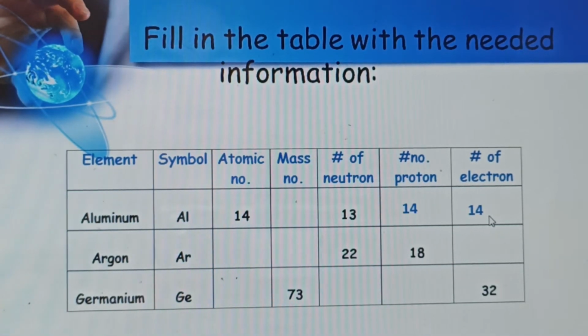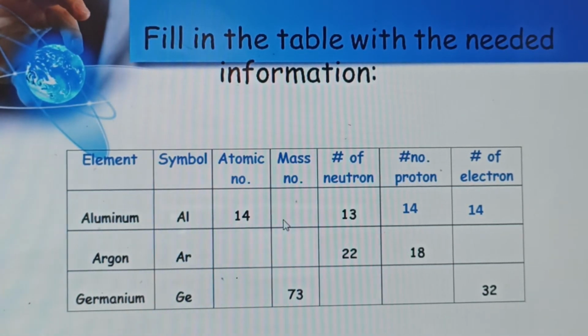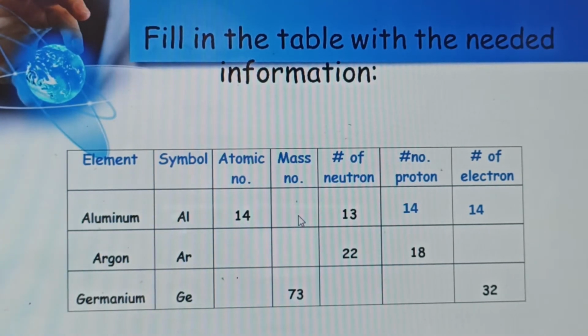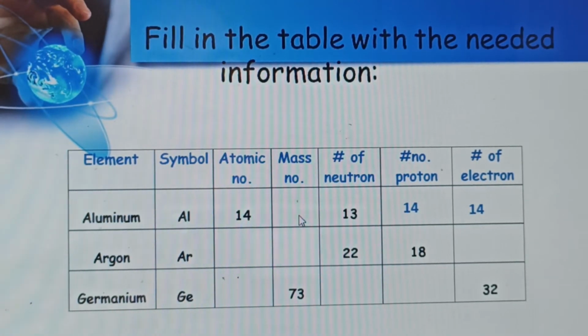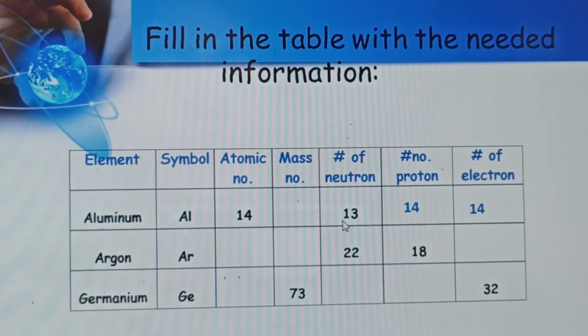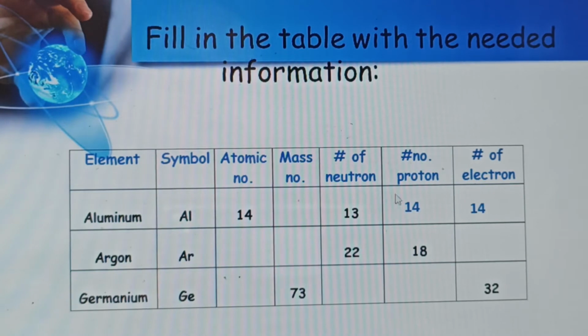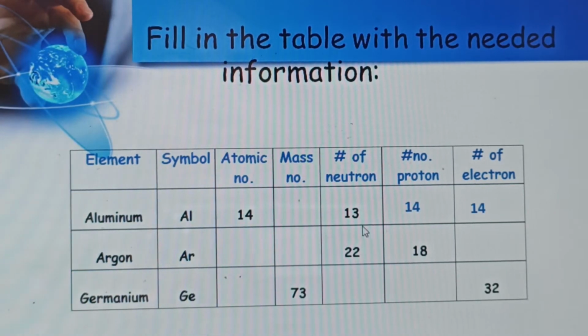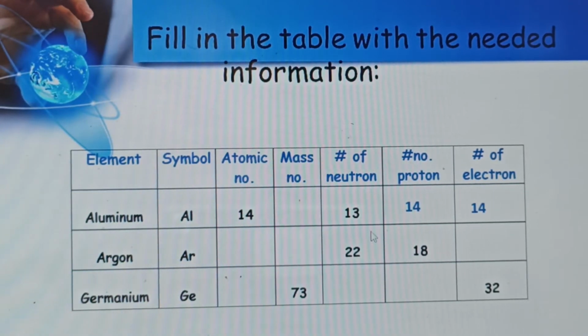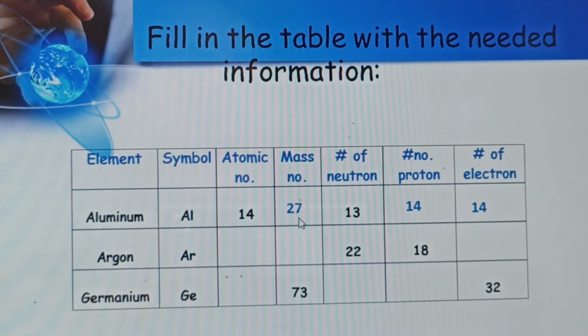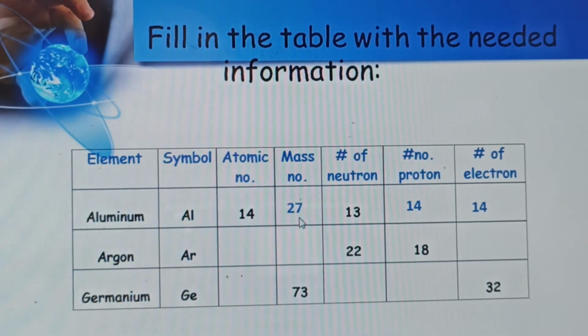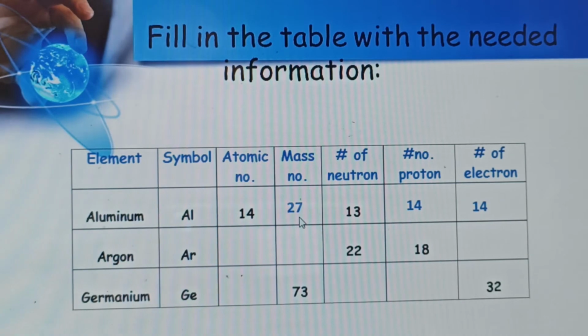Okay? So mass number is missing. For the formula of mass number, you just need to add the number of neutrons plus the number of protons. So for aluminum, we have 13 neutrons plus 14 protons. That will yield 27 for the mass number. Okay, so it's easy, right?